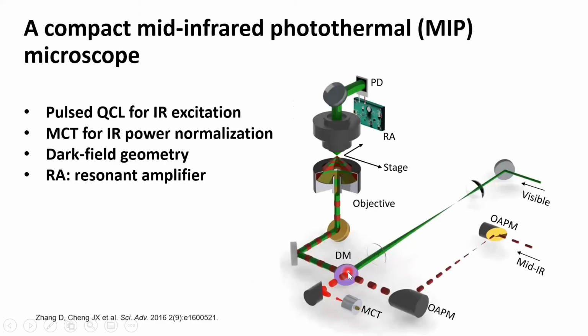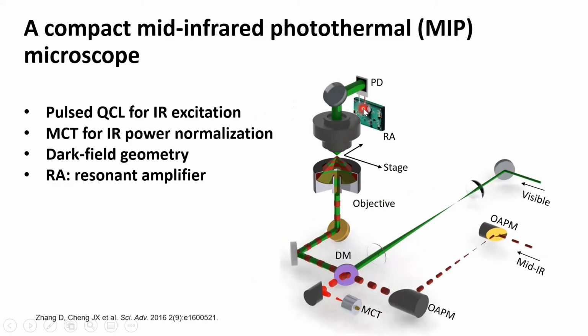In 2016, in our first MIP microscope, we used a QCL laser for IR excitation, and we use an MCT for power normalization at each wavenumber. In the microscope, we use the dark field geometry to measure the scattering modulation, and we have some electronics to extract the signal only at the IR modulation frequency, which is the repetition rate of the QCL laser.